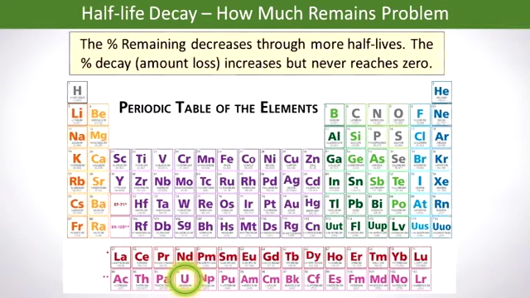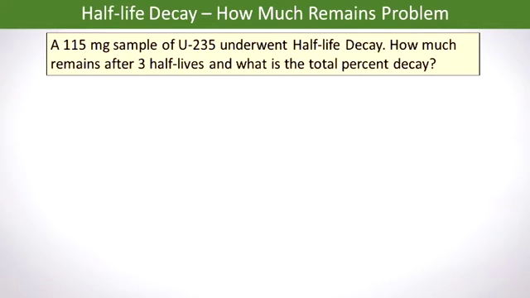So let's take an isotope from the periodic table. Let's choose uranium. And let's work through a problem using its radioactive decay. And here's the problem. A 115 milligram sample of uranium-235 underwent half-life decay. How much remains after 3 half-lives, and what is the total percent decay?